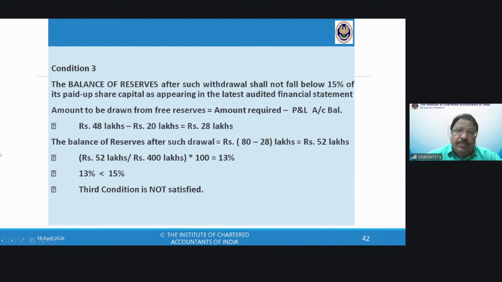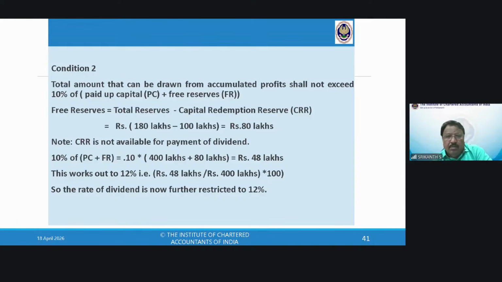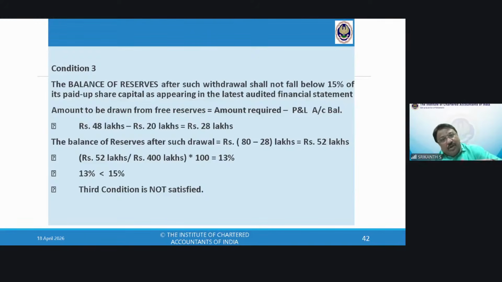So condition 3: the balance of reserves should not fall below 15% of paid up capital. Now, what is the reserve? If you see here, we are taking 48 lakhs minus 20 lakhs. That is, free reserves is 48 lakhs, correct? This is the amount we are eligible to take. Out of that, 20 lakhs is anyway there in P&L. So the amount we are going to take from the reserves is only 28 lakhs.